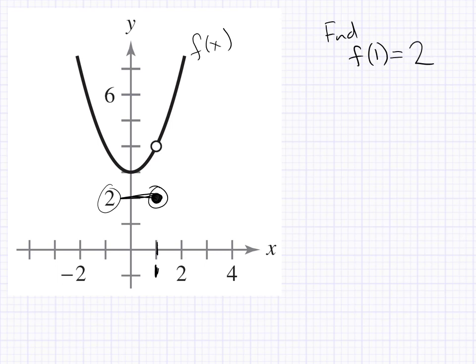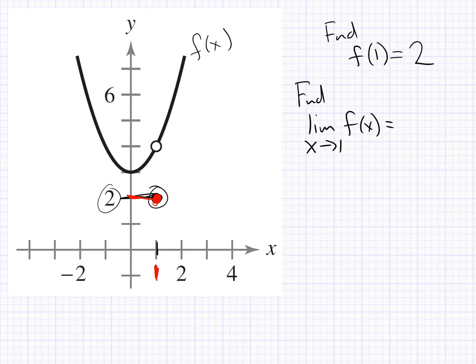Okay? The function exists. There is a point that has this particular x value to it. That point sits right here. That point's y value is 2. So f of 1 equals 2. That would be a very simple question I could have given you in pre-calculus. Then I ask you a new question. Find the limit as x approaches 1 for f of x. Not necessarily the same answer. In this case, it is a different answer.